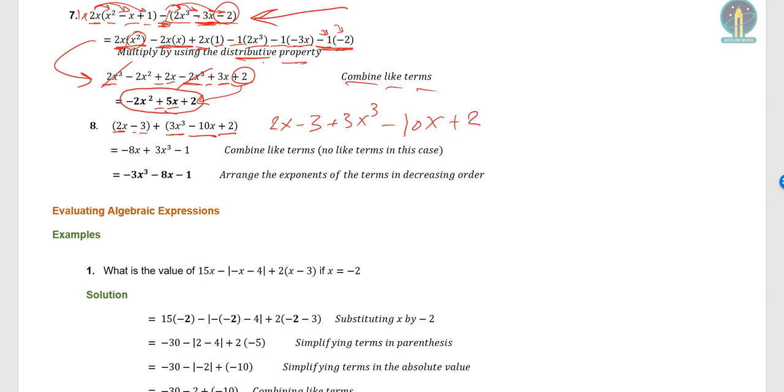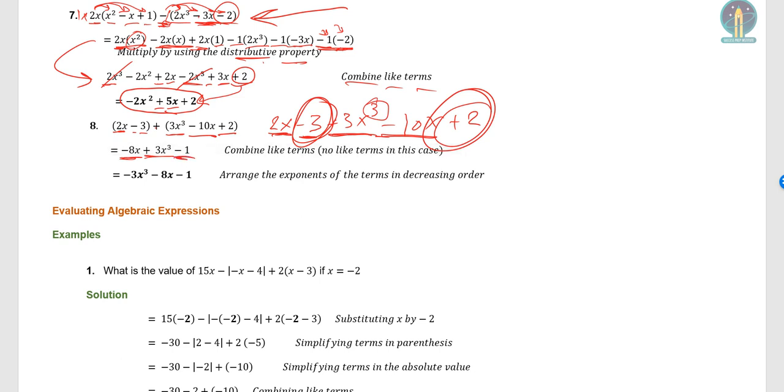Now if I combine like terms, I have plus 3x cubed. Let's start with the variable with the largest exponent. That is convention. So I have plus 3x cubed, right, and then I have 2x and minus 10x. So 2 minus 10 is negative 8. So I have negative 8x. Right, so I have plus 3x cubed and then minus 8x. And then I have minus 3, right, and plus 2. Minus 3 plus 2 is minus 1.